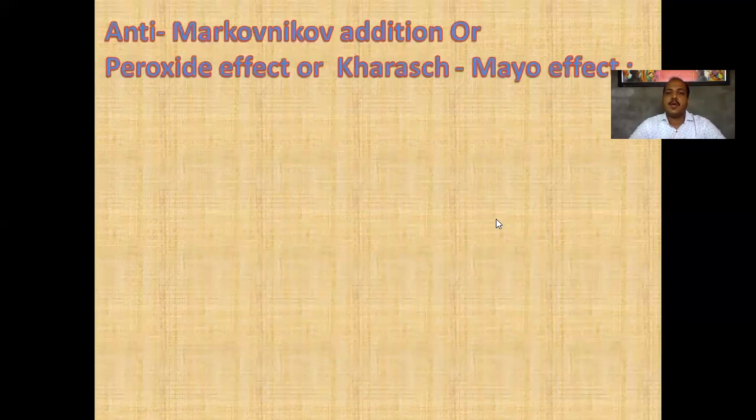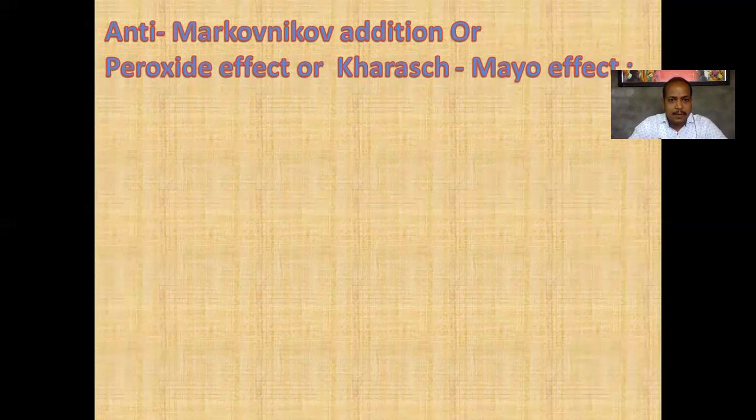anti-Markovnikov's rule, or anti-Markovnikov's addition, or peroxide effect, or Kharasch-Mayo effect. Now we have seen addition of HBr into an unsymmetrical alkene. If addition of HBr into an unsymmetrical alkene takes place in the presence of any peroxide, it may be H2O2 hydrogen peroxide or benzoyl peroxide, then addition takes place exactly opposite to that of Markovnikov's rule. Therefore, this is called anti-Markovnikov's rule.